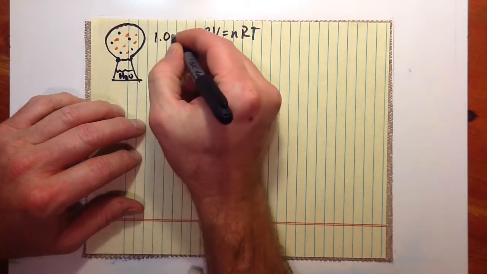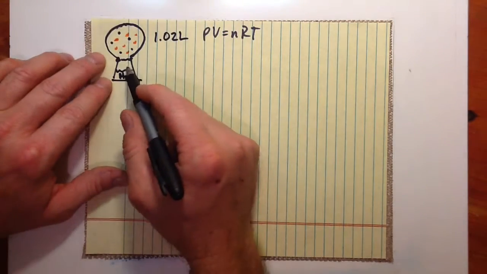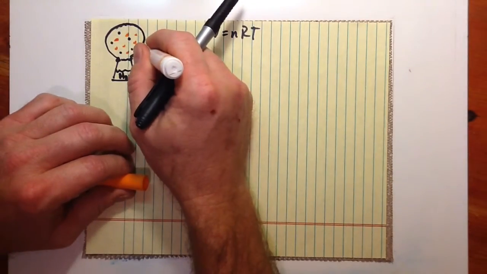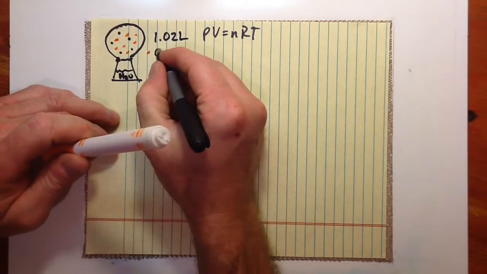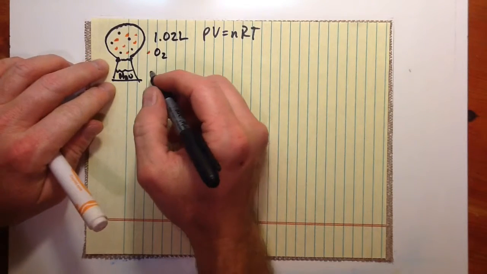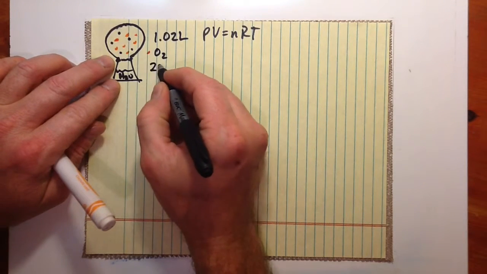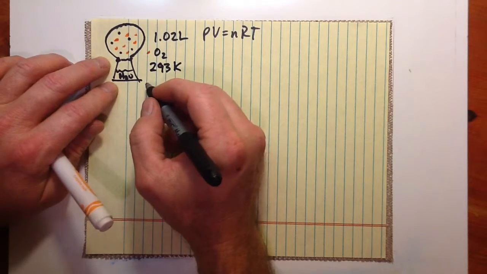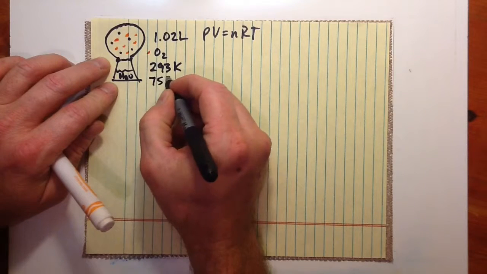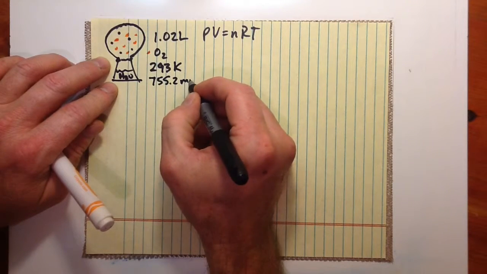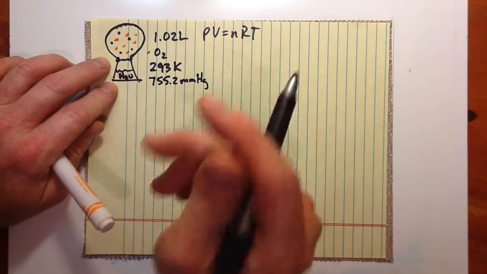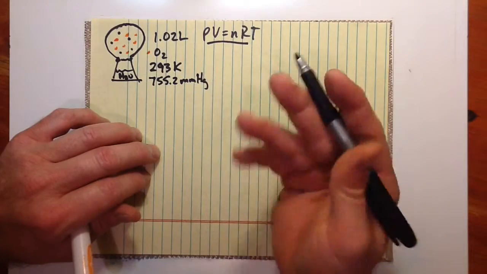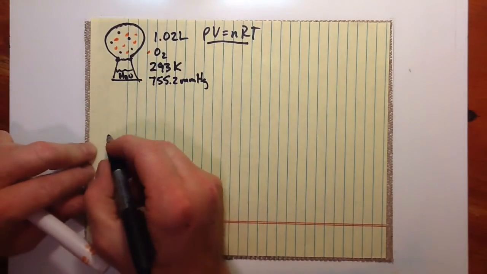We'll say that we've generated a total of 1.02 liters of gas above this water, again, this will be our oxygen gas. And the temperature that we have of this gas is 293 Kelvin. And the total pressure of this gas is 755.2 millimeters of mercury. So what we're going to do is try to find, using not just PV equals nRT, but a relationship of partial pressure.